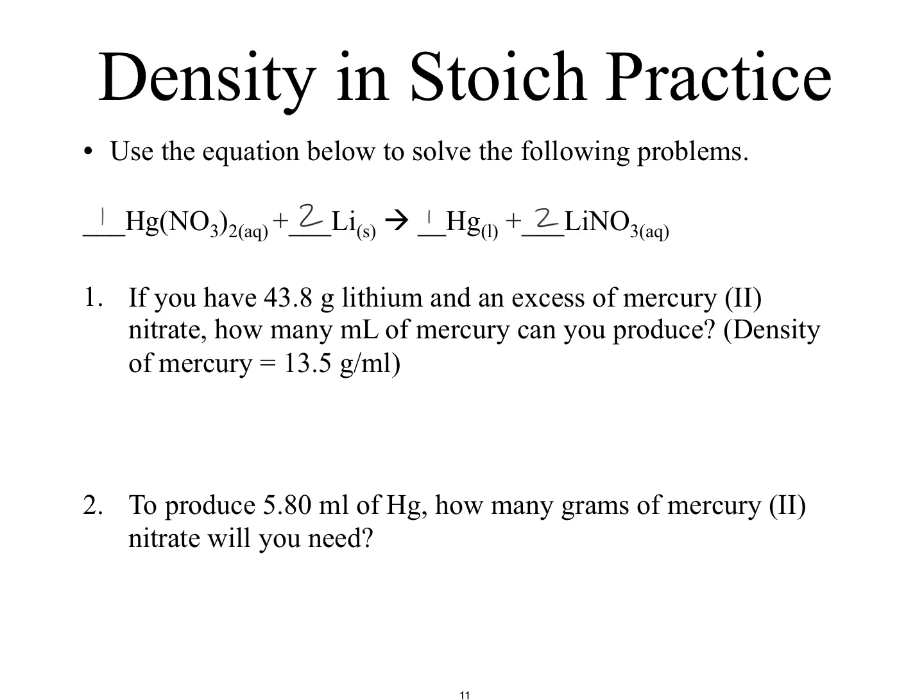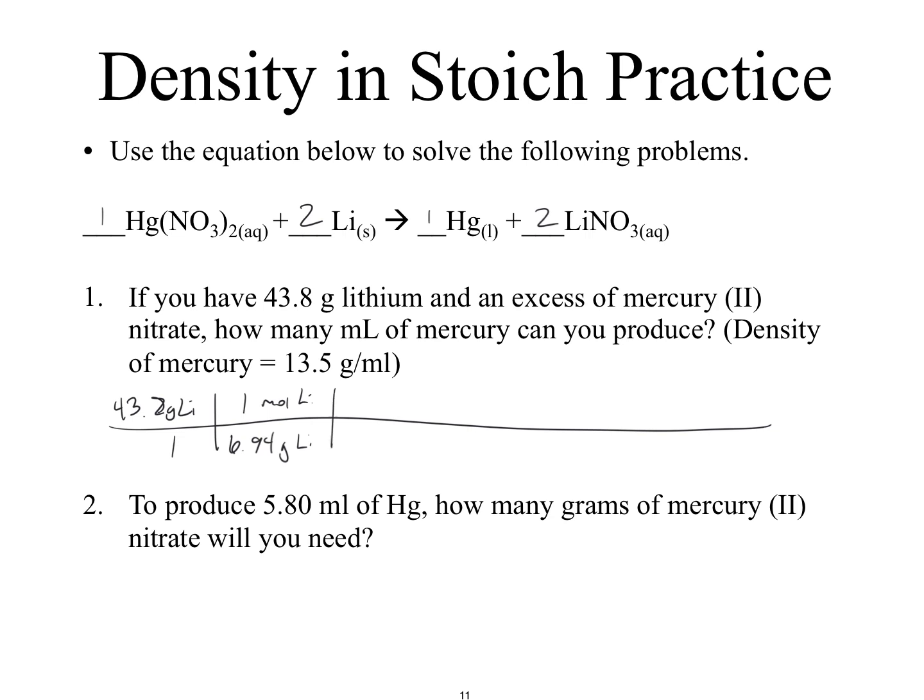Now in this first one, it says you have 43.8 grams of lithium in an excess of mercury 2 nitrate. How many milliliters of mercury can be produced? Assuming, again, the density of mercury is 13.5 grams per milliliter. So we start with the 43.8 grams of lithium here on top over 1, and we use the molar mass of lithium. The molar mass of lithium is 6.94 grams per mole. So I'm going to put the 6.94 on the bottom and the 1 mole of lithium on top.